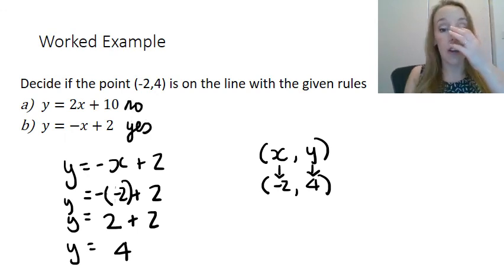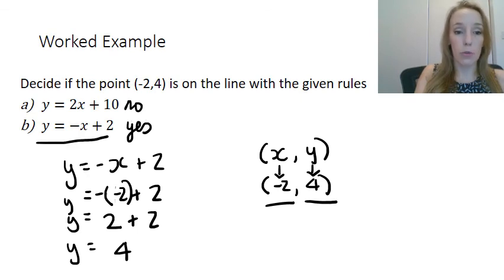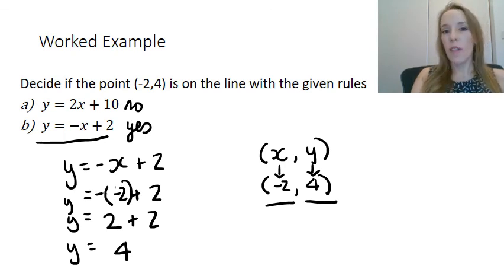So for our second value, we know it does fall on that line because when x equaled negative 2, y did equal 4 according to this rule. Because we got those same values, we can see that it would fall on that line. Hopefully that's clear for you there. If it's not, make sure you do come and ask me for help in class.